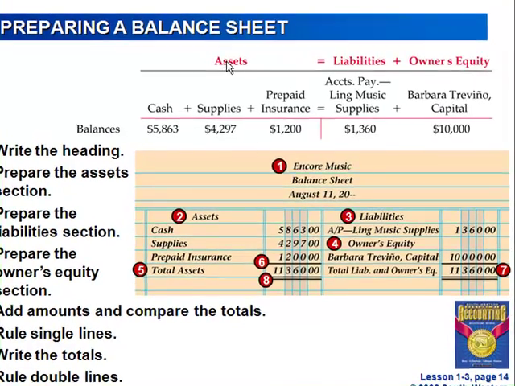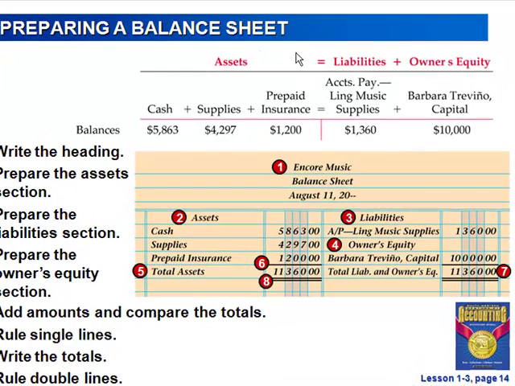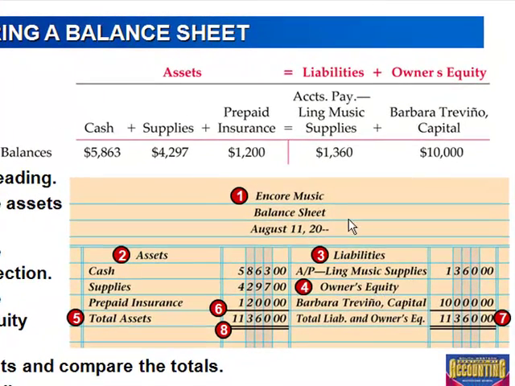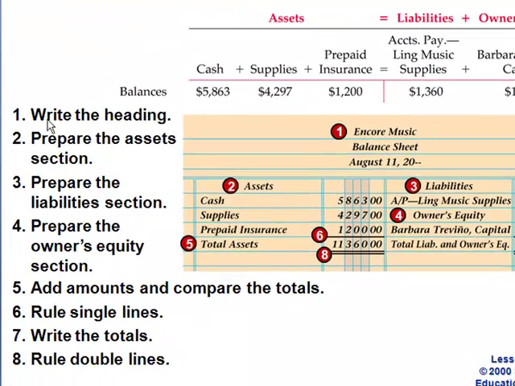Now notice on the balance sheet there's a left side and there's a right side. On the left side of our accounting equation we have assets, and on the left side of our balance sheet we'll have assets. On the right side of our balance sheet we will have liabilities and owner's equity, just like we do here. Okay, so step one, write the heading.